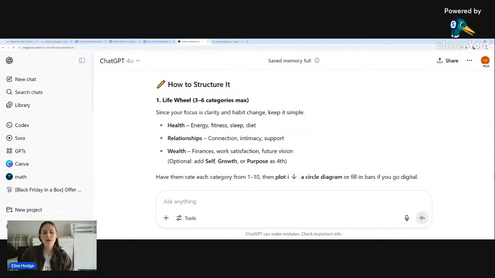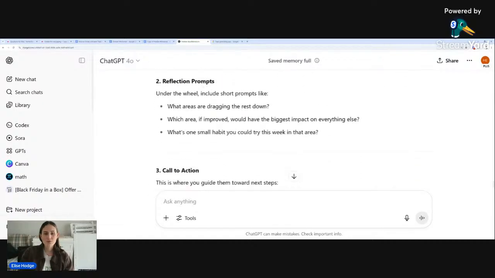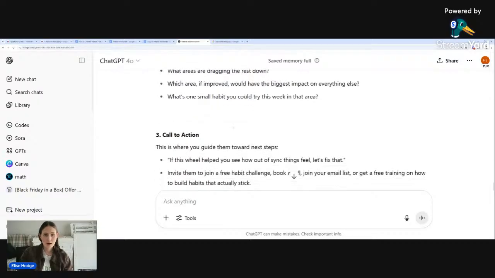You can then split things up a little bit more, if you wanted to. And you can have reflection prompts. Like, you can even use AI here to help you with this.